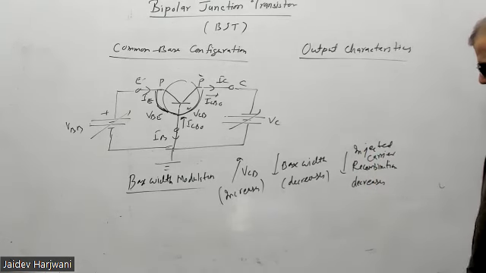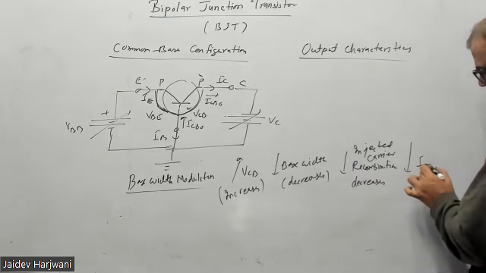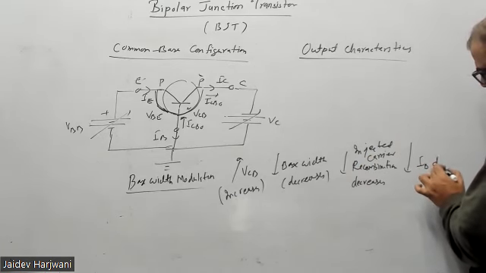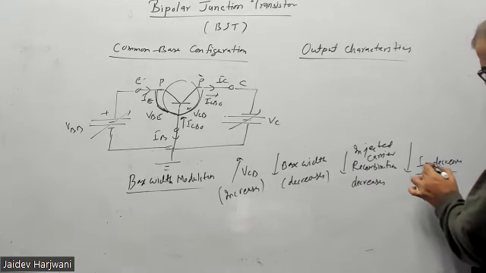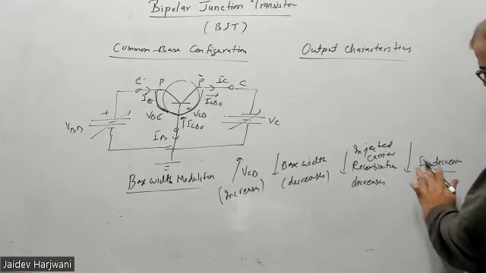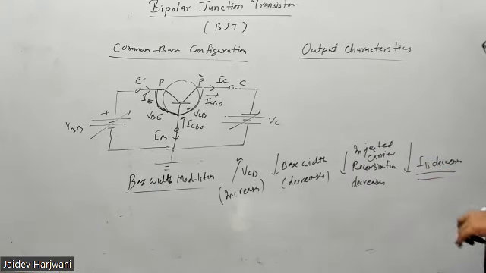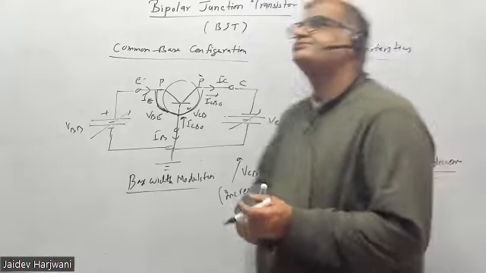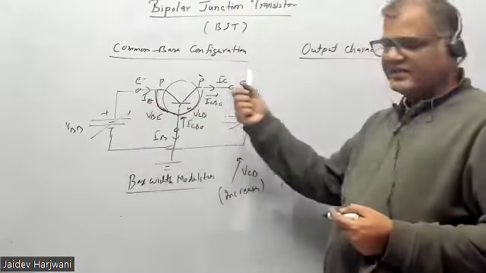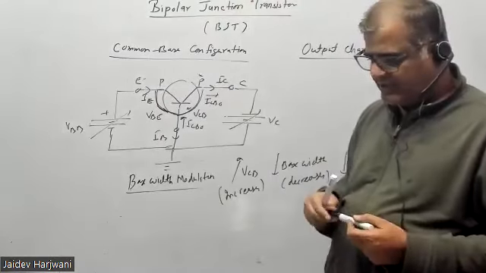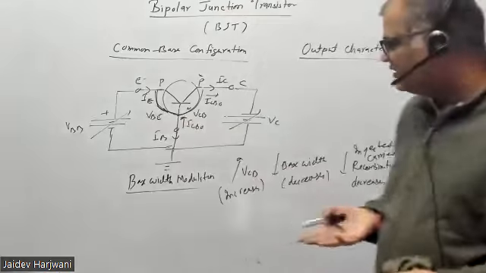If recombination is decreasing, that means automatically what comes? IB goes down. IB decreases. So IB decreases here. Okay. That means more IE is reaching here. That means collection is more. Whatever way you want to understand, that you have to understand.